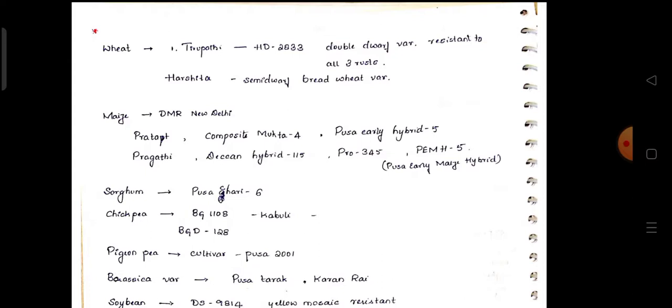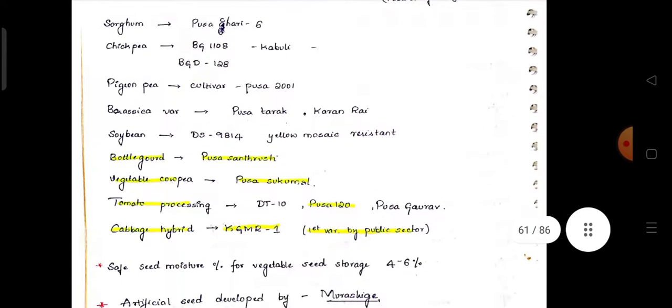In sorghum, Pusa Chari 6. Chickpea BG series: BG 6108, that is Kabuli kind, and BGD 128. Pigeon pea cultivar Pusa 2001. Then in Brassica, Pusa Tarak, Karan Rai. In soybean, DS 9814, that is yellow mosaic virus resistant.